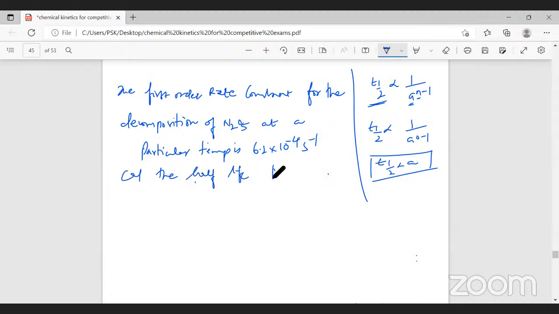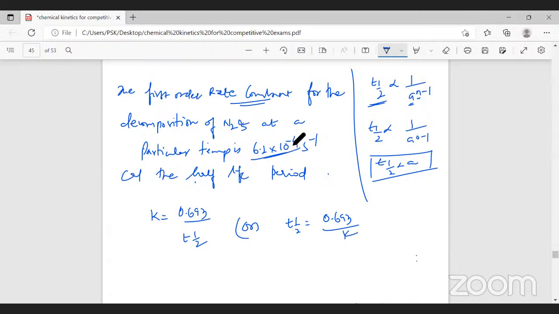It's a direct question. These kind of questions only will be asked in your 12th standard. For a first order reaction, you remember rate constant is equal to 0.693 by T half. We have derived this relation. Or we can write T half is equal to 0.693 by K. They have given the rate constant here, 6.2 into 10 to the power minus 4. So it will be 0.693 divided by 6.2 into 10 to the power minus 4.